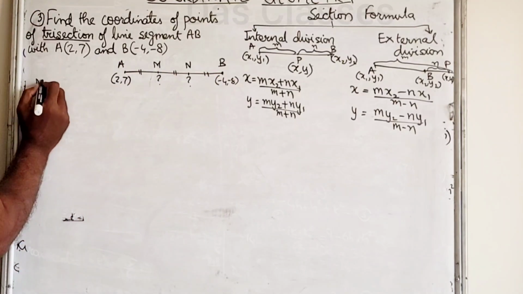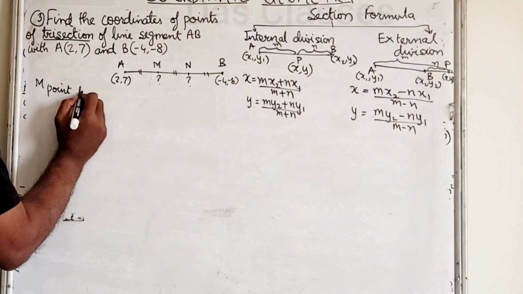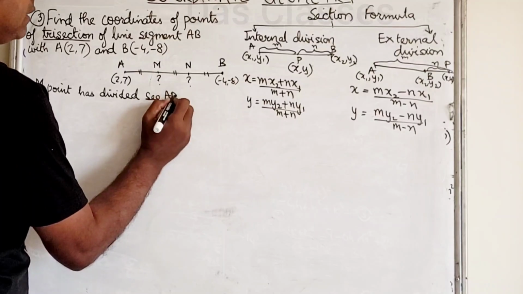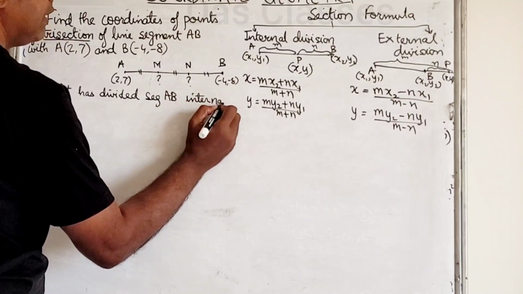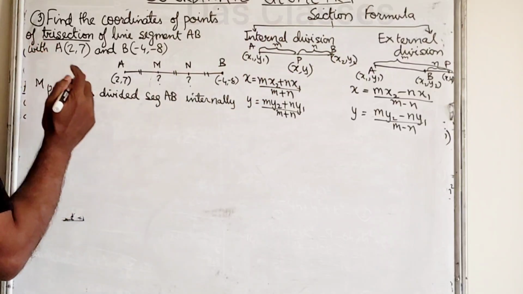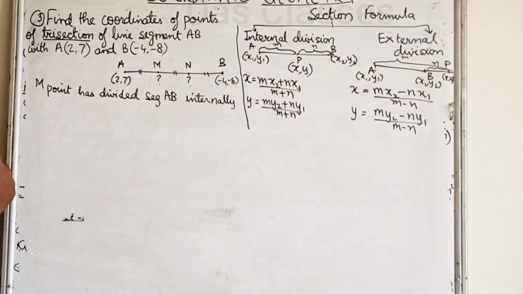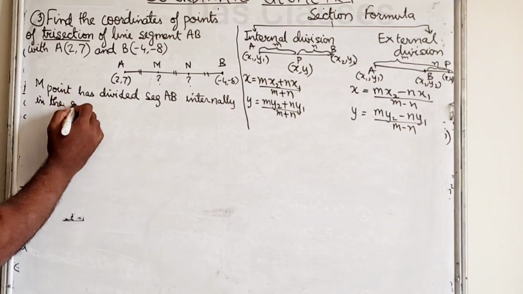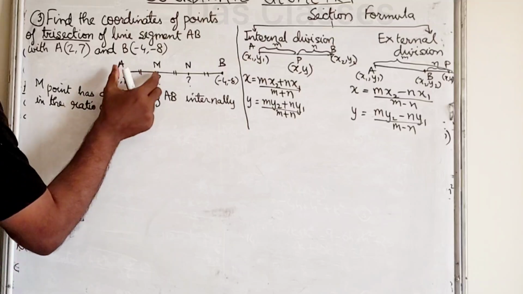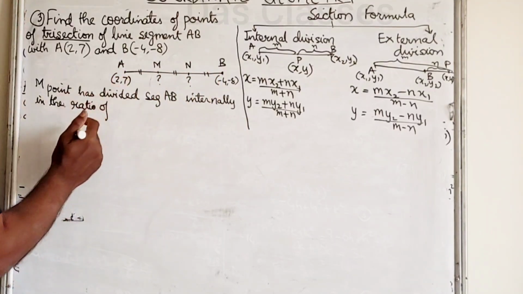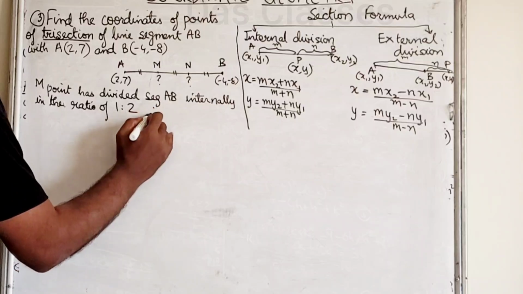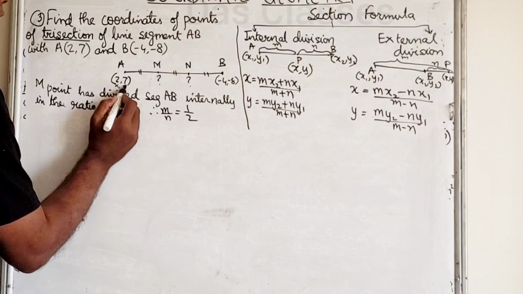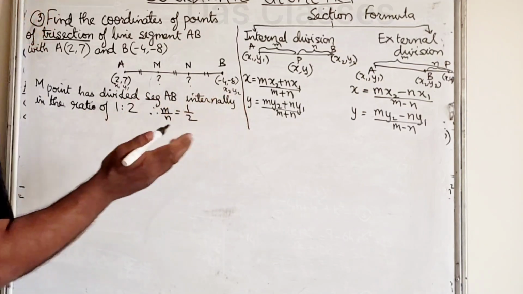So M point has divided segment AB internally, because it is inside, just like we saw in the formula, it is inside the segment AB. So it has divided segment AB internally in the ratio of, as you can see, this is one part and this is 1 plus 1, 2 parts. So it has divided in the ratio of 1:2. Therefore, m upon n is 1/2, and A coordinate is x1, y1, B coordinate is x2, y2. So we know everything.